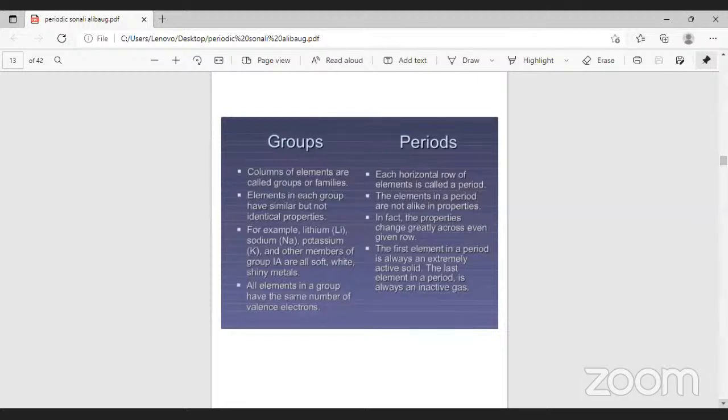So what about periods? Each horizontal row of elements is called a period. The elements in a period are not alike in properties. In fact, the properties change greatly across a given row. The first element in a period is always an extremely active solid. The last element in a period is always an inactive gas. So the conclusion is, in vertical columns called groups the properties are similar, but in a period there is a drastic change in property from left to right. Those are periods, and groups run from top to bottom. Is it clear, student?